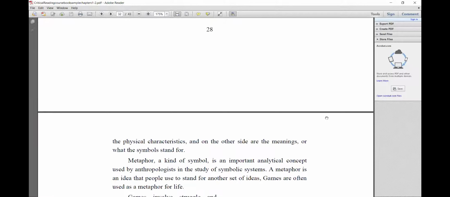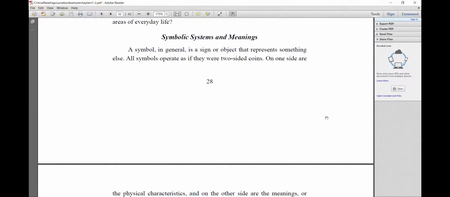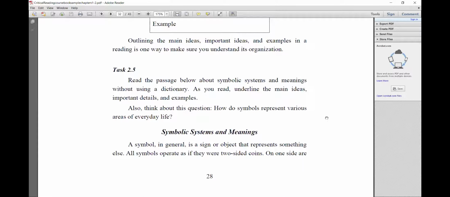Right. So, okay. I want some other reader, ताकि आपकी भी participation रहे इसमें. So who will read the symbolic systems and meanings? कौन पढ़ेगा? Please come up. Adil sir. Yes, Adil, come on. Thank you very much. पढ़ें.